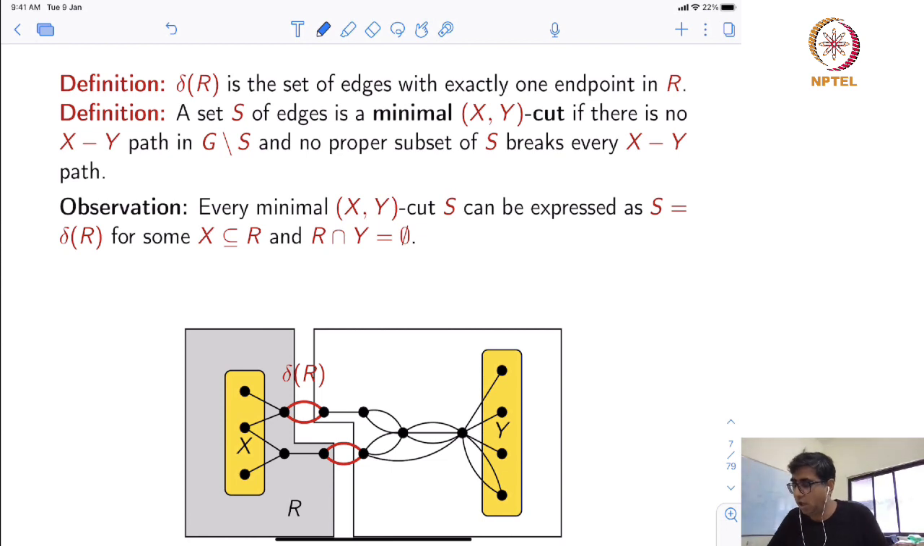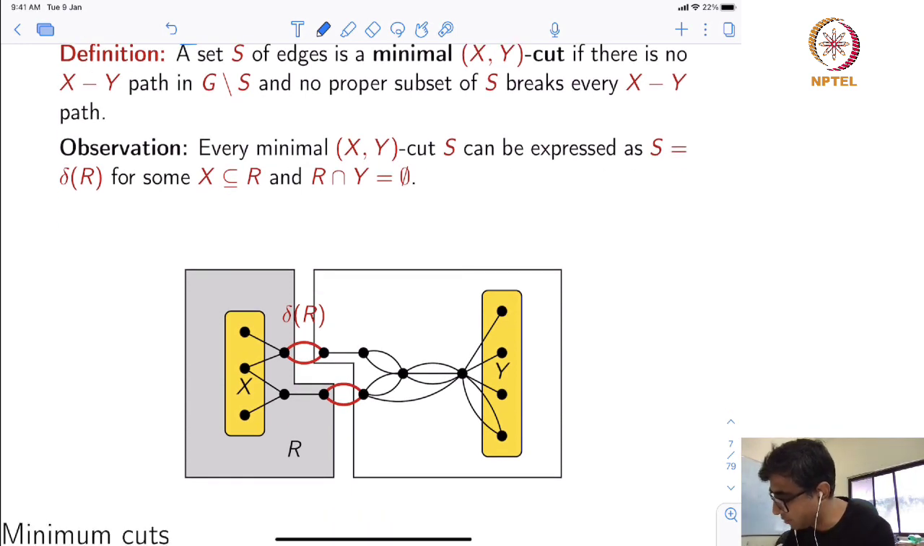Okay, so let me define a notion of boundary edges. So what is a boundary? You give me a set R of vertices. By delta R, I will mean the set of edges that leave R, meaning each contains exactly one endpoint in R. So for example, if this set of vertices is my R, then the red colored edges are my delta R.